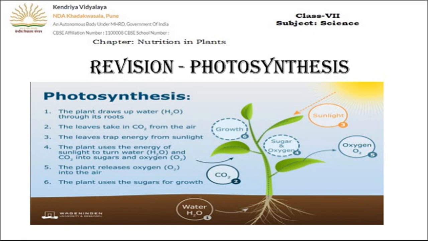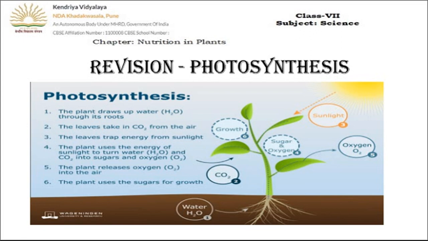Now what else does the plant need for photosynthesis? Yes, that is CO2. Now how will the CO2 enter into the plant? The leaves take the CO2 from the air, through the very small pores present on them which are called stomata. So these stomata will take the CO2 from the air inside the body of the plant. Then the leaves are green in color and they have a green color pigment which is called chlorophyll. The chlorophyll will trap the energy of the sunlight. This is the function of chlorophyll, that chlorophyll absorbs the sunlight.